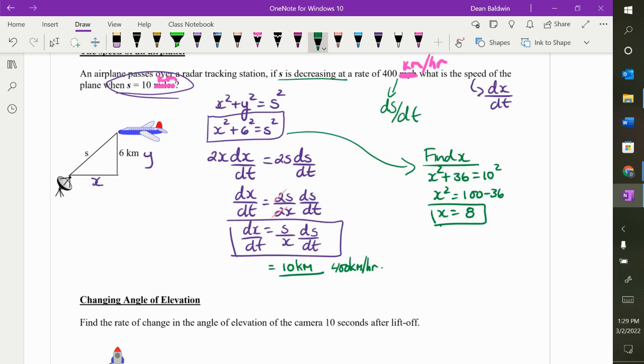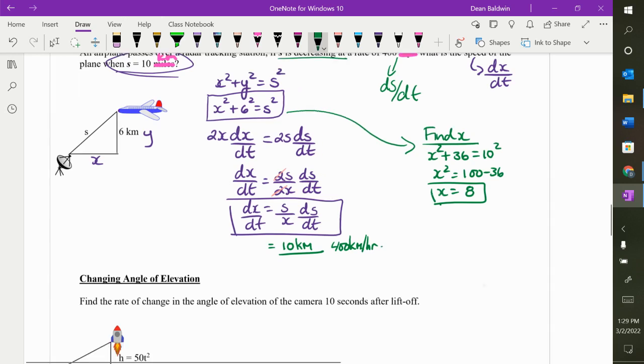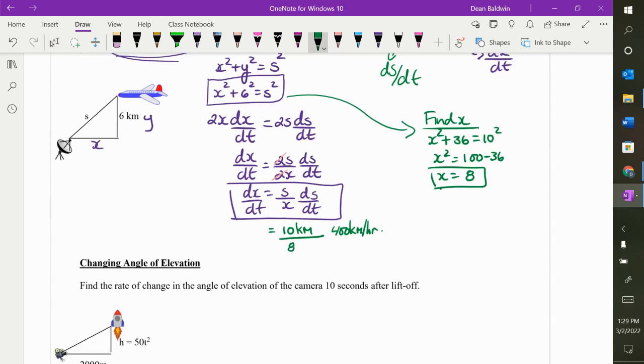Now I just plug it into the formula. 8 what? Kilometers, right? So you plug all that in your formula and you end up with, I think, 500. And because those kilometers cancel, you're left with kilometers per hour.